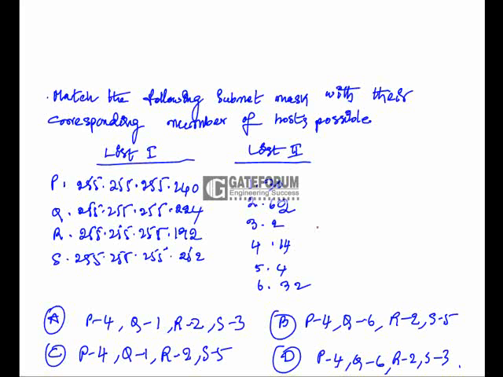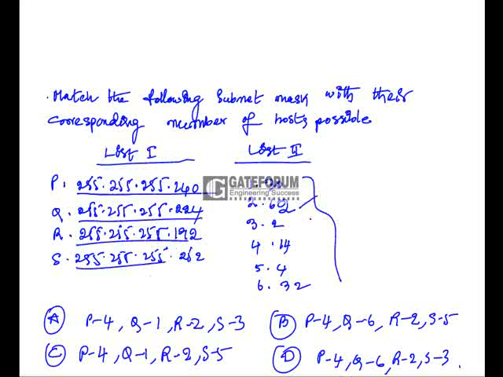Next question: match the subnet masks with their corresponding number of hosts possible. These are P, Q, R, S, and these are the hosts: 30, 62, 2, 14, 4 and 32. So 240 means how many ones we borrow from the host part? 1, 1, 1, 1, 0, 0, 0, 0. So using 4 bits, 2^4 minus 2, so 14 hosts are possible. So P is related to 4.